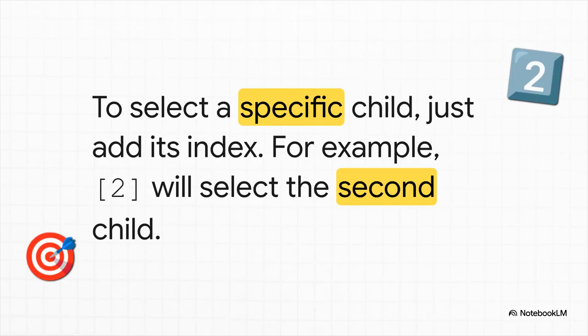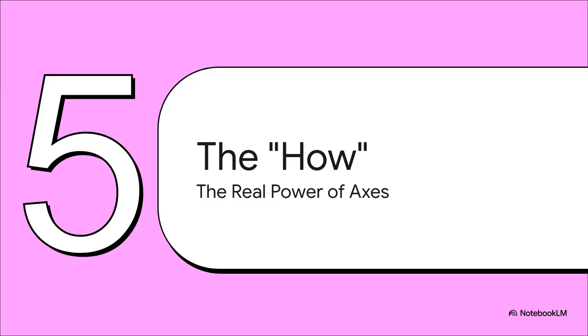But what if you don't want all 247 countries? What if you just want the second one in the list, Albania? Well, that's simple. You just add the index number in square brackets right at the end. So square brackets 2 gets you the second child, square brackets 3 gets you the third, and so on. Easy. Okay, so navigating up and down the tree is cool.